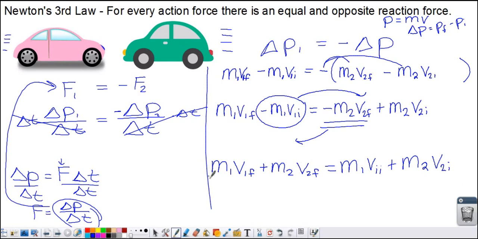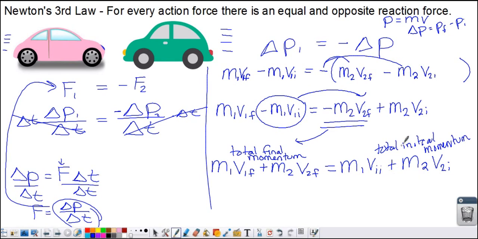Over here I now have all my final stuff. This is the total final momentum. Okay, the momentum of both of them after the collision. This over here is the total initial momentum. Okay, it's the momentum of both before they collided.